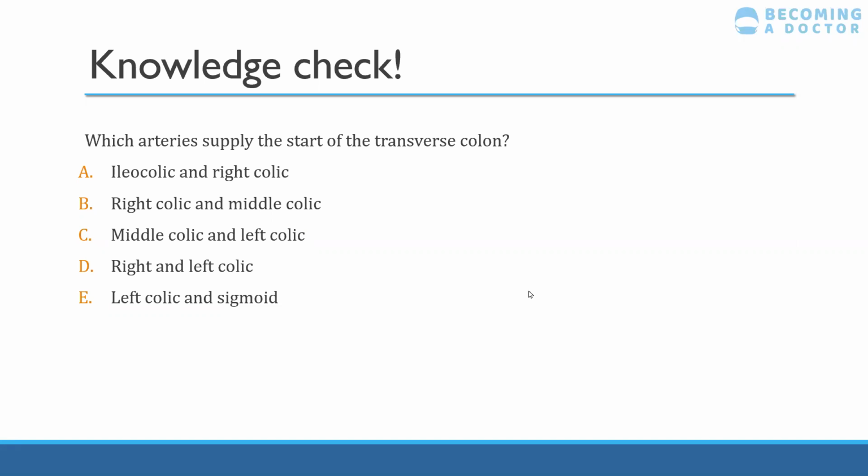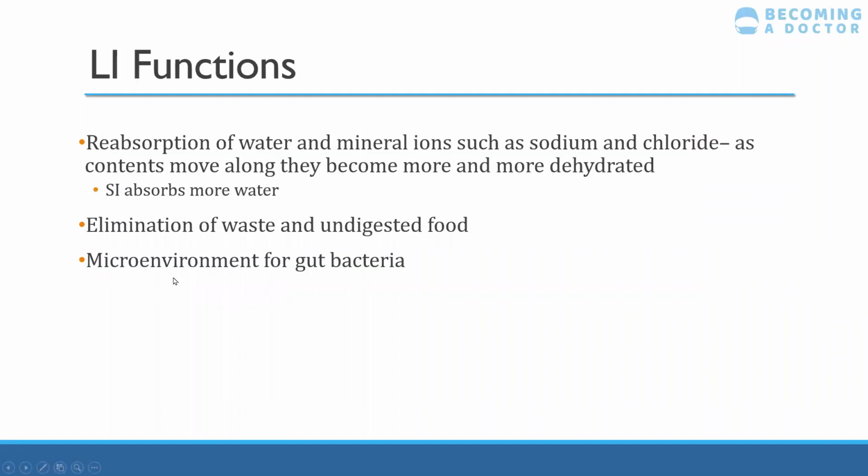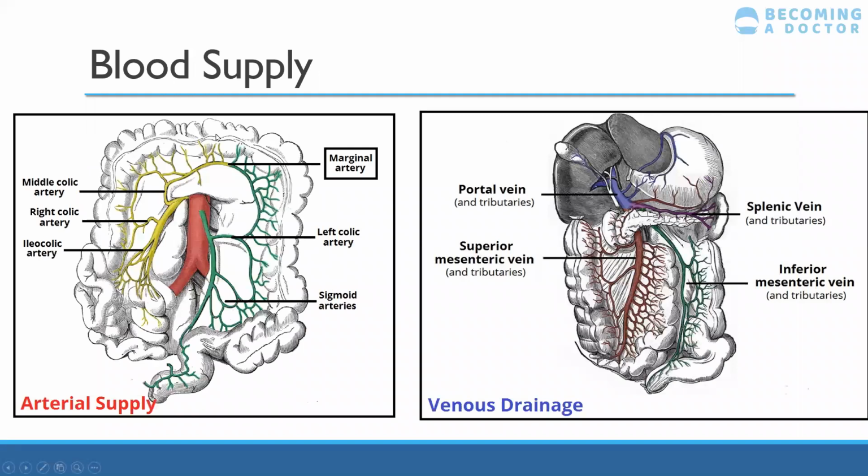Okay, I'm going to end it there. Share results. Okay, yeah. So it's right colic and middle colic artery. I can go back to the diagram. One second. So over here, this is the transverse colon. It is supplied by the right colic and middle colic over here.